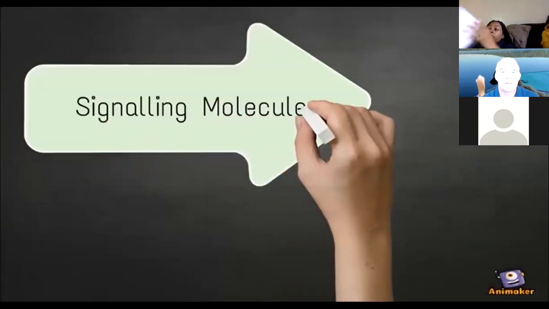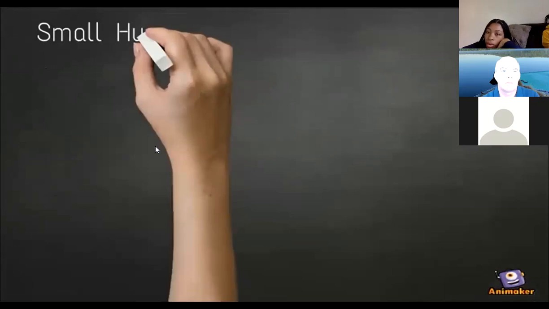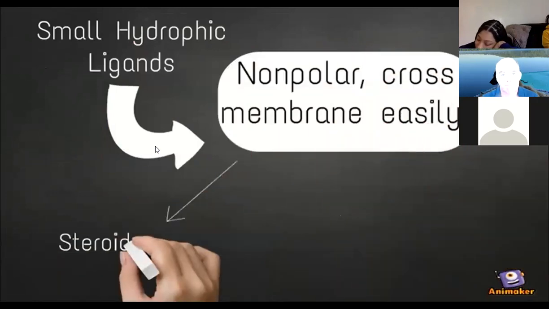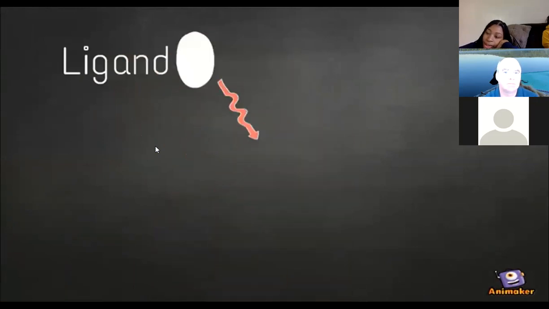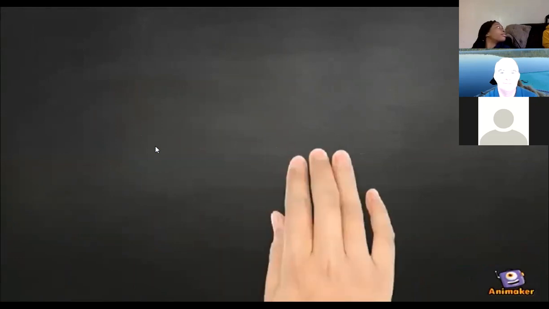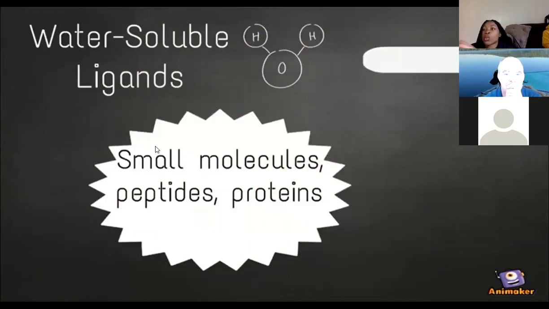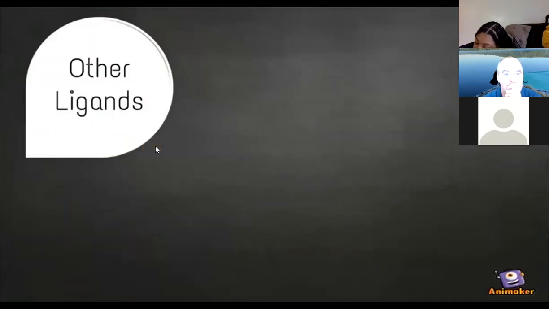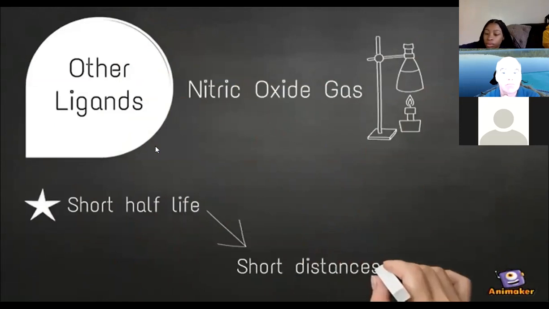Molecules or ligands come from signaling cells and bind receptors in target cells. So we're going to be going over 3 different types of signal molecules. Ligands can easily pass through the plasma membrane as they are nonpolar. Examples of these ligands include steroid hormones such as estradiol and testosterone. Water-soluble ligands include things like small molecules, peptides, and proteins. Because they are polar and large, they can't pass through the plasma membrane and instead go through an extracellular domain of cell receptors. Ligands include things like nitric oxide gas, which has a short half-life and travels short distances. It has become very well known for dilation purposes.